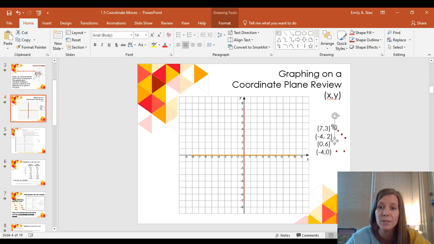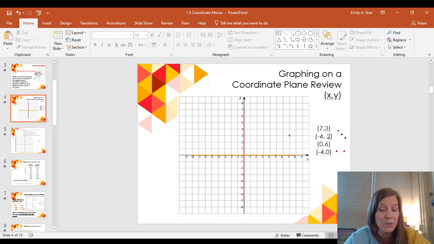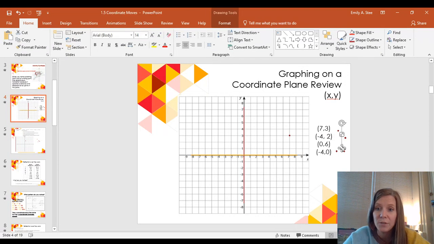So if we first look at this first ordered pair, 7 comma 3, I'm going to start at the origin and I'm going to the right 7 because it is an x coordinate, and it looks like I'm going up 3 for my y coordinate. If we do another one, we've got, looks like -4 as our x. So if I start at 0, negative means I'm going to the left, and it looks like my y is 2. So I'm going up 2.